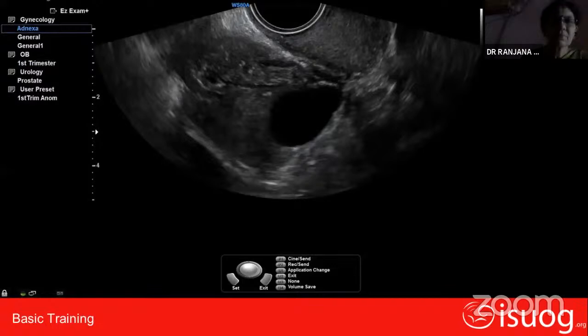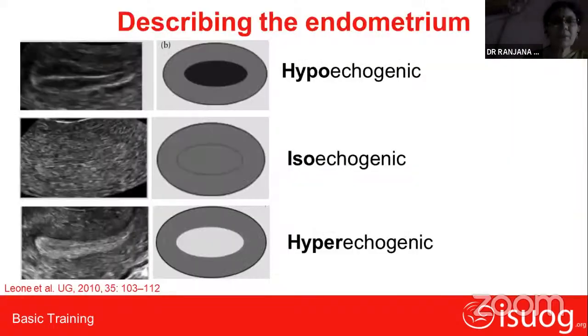So this is another view of postmenopausal women. I'm not able to show the video in this. So the IETA says there is endometrial thickness, and after that we have to describe the endometrium in the echogenicity.